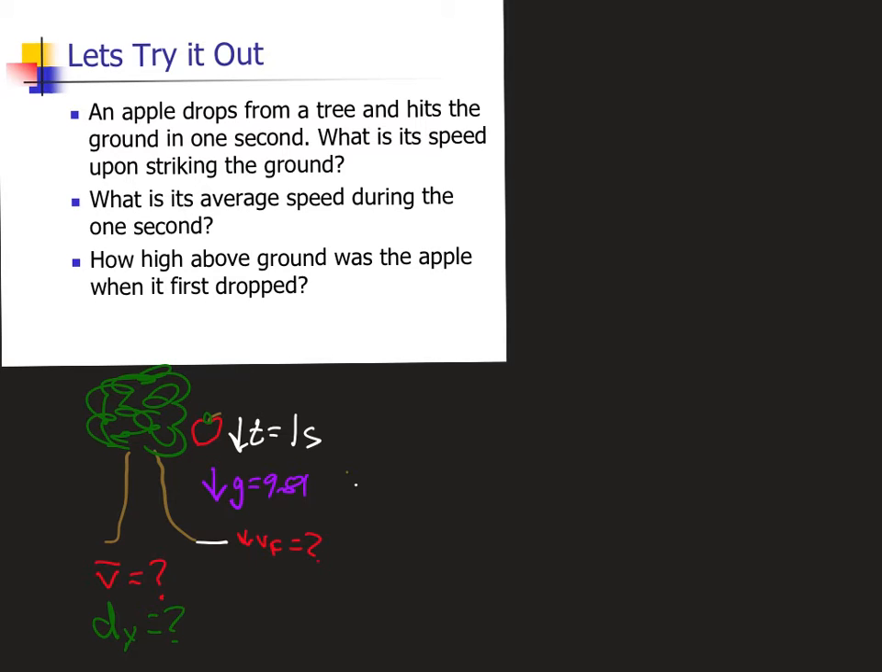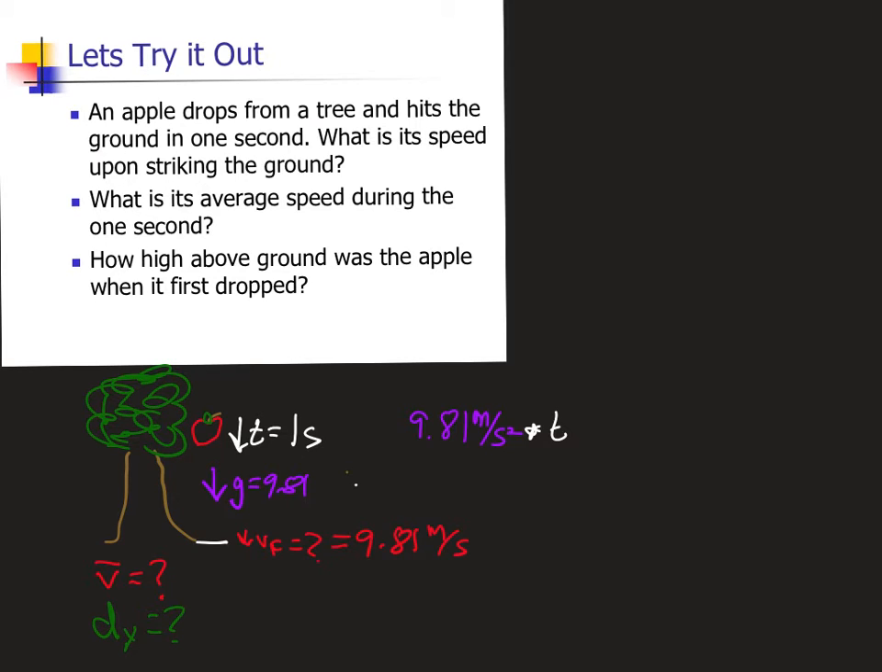Well, the first one that can be solved for, the V sub f, should be pretty easy because it's 9.81 meters per second squared times the time of 1 second, which will give us 9.81 meters per second.